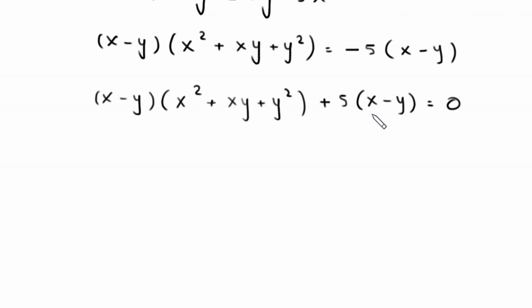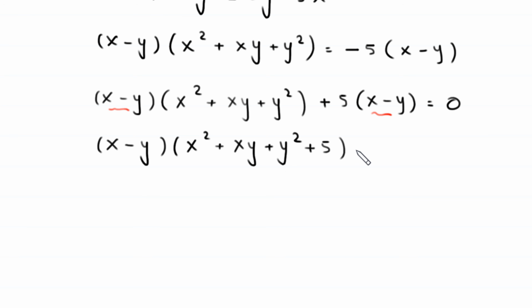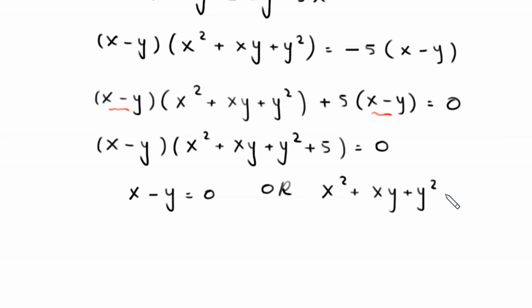As you can see, this expression x minus y is a common factor, so we factor out this x minus y, and in bracket left x squared plus x times y plus y squared plus 5 equal to 0. From here, either this expression x minus y equal to 0, or this expression x squared plus x times y plus y squared plus 5 is equal to 0.